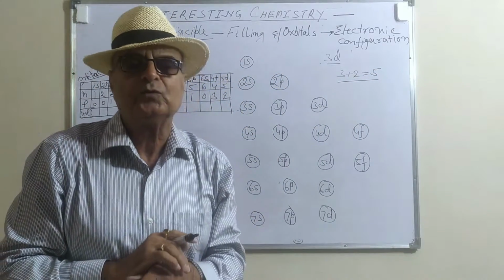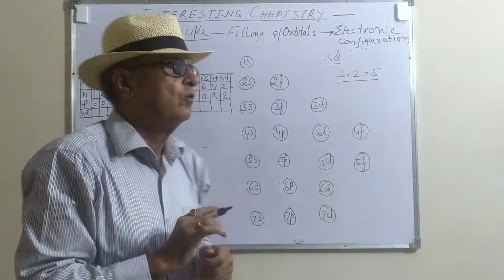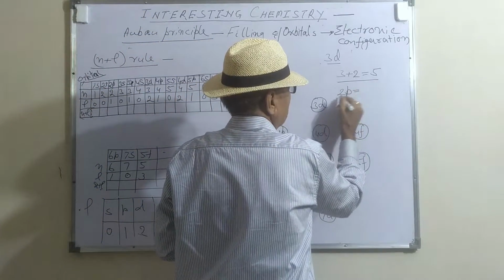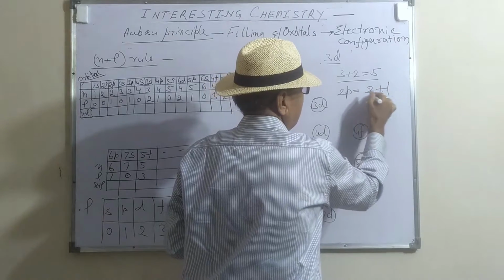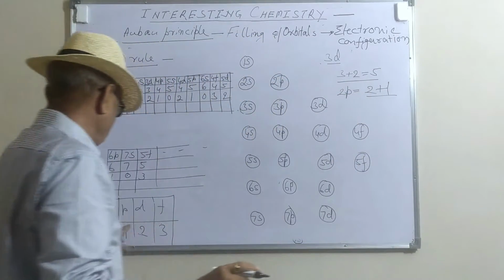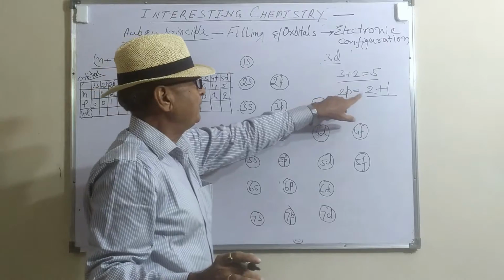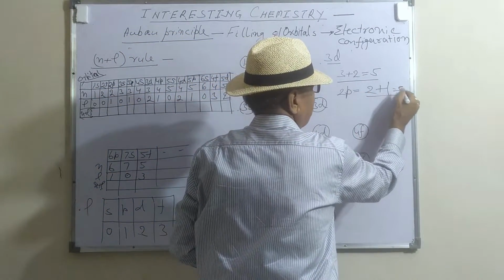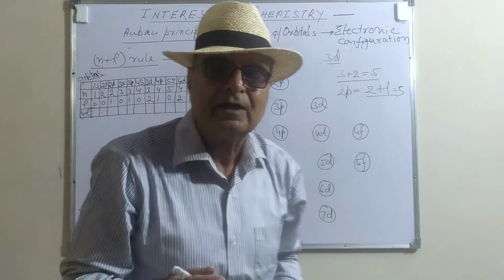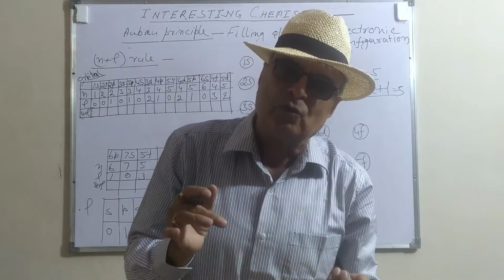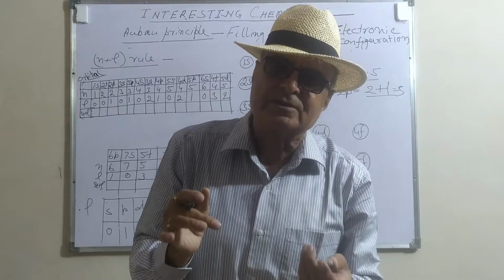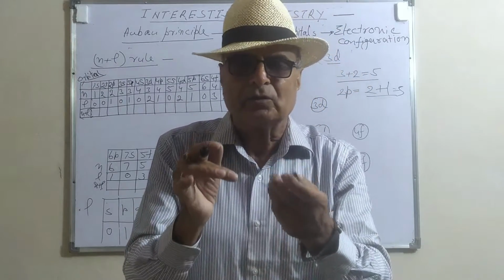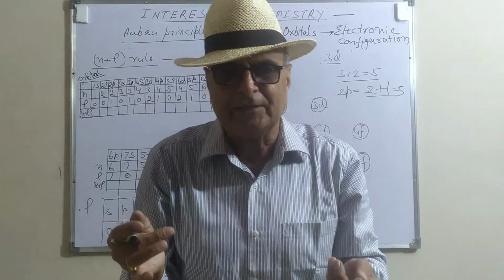If I ask you to find the value of 2p, what is it? 2p is 2 plus the value of L for p, which is 1. So the N plus L value of 2p is equal to 3. So this is the way to find the value of N plus L. I think you have understood how to get the value of N plus L.